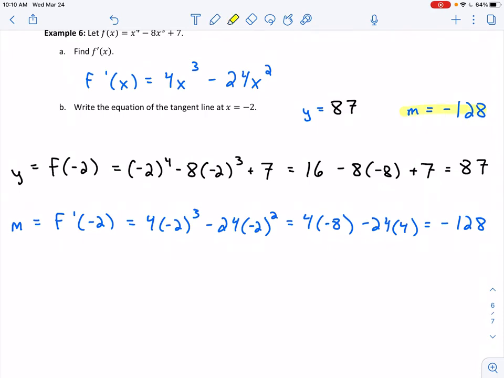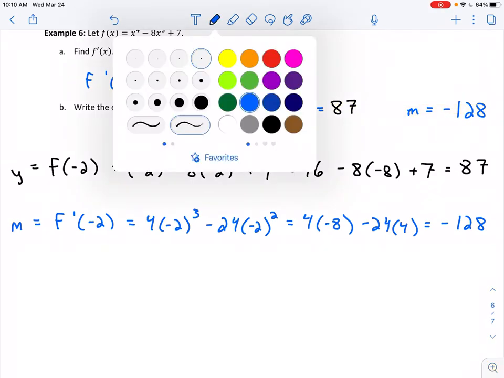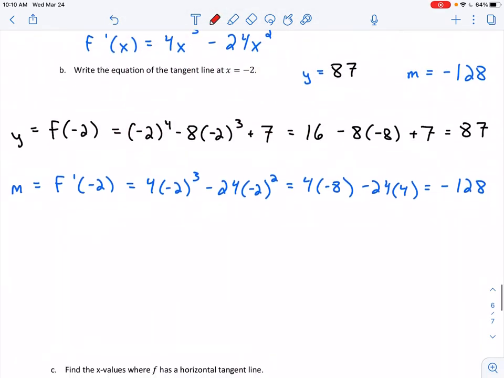We have our slope, we have our x value, we have our y value. We are all ready to go to write the equation of our tangent line. So I am going to use point slope form. That's, again, my preferred method of writing the equation of the tangent line. Y minus my y coordinate is 87, equals m, that's my slope, so negative 128, times x minus my x coordinate, which is negative 2.